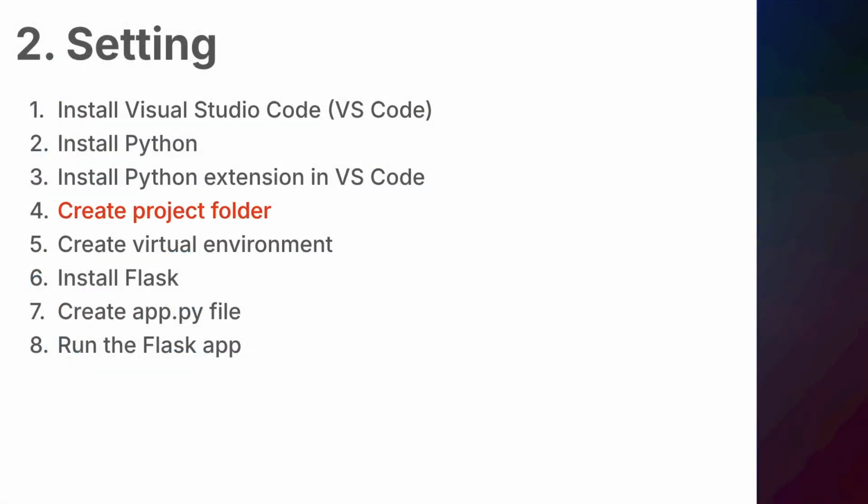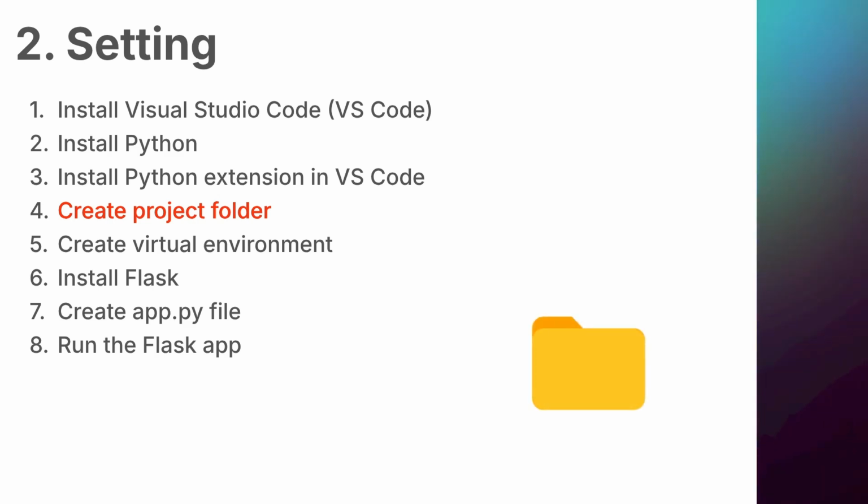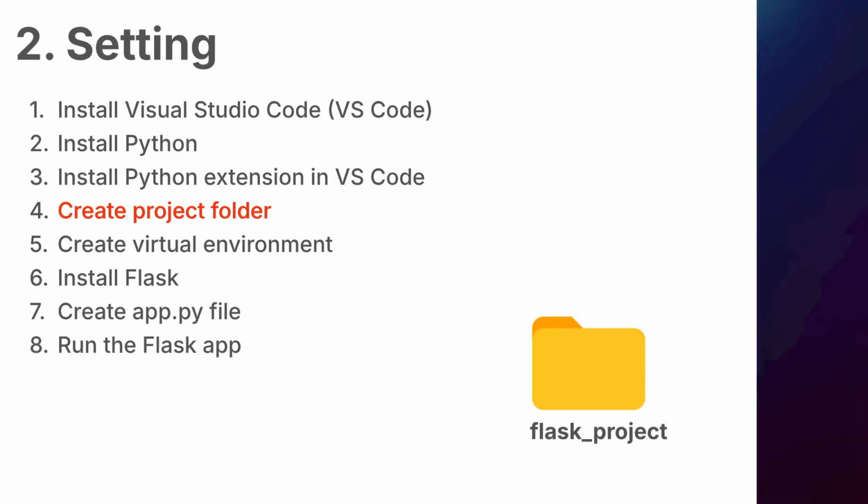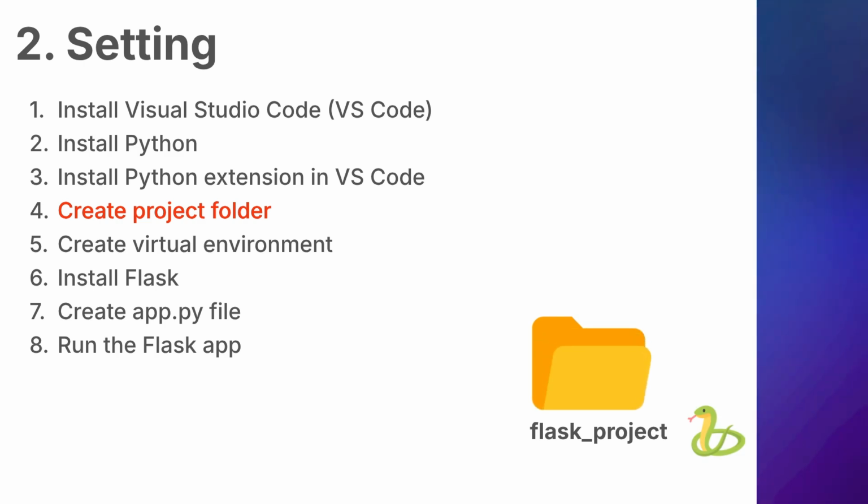Step 4. Create a new project folder. Make a new folder for your Flask project. Folder name is like Flask project. You can create it anywhere, like your desktop. By the way, in Python, snake case is mainly used.